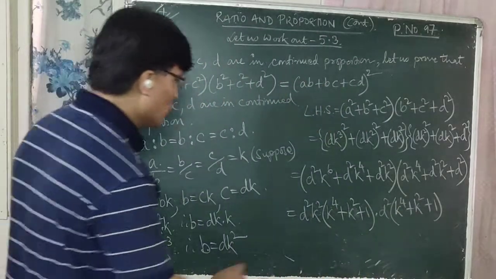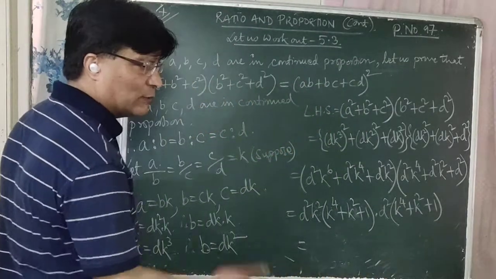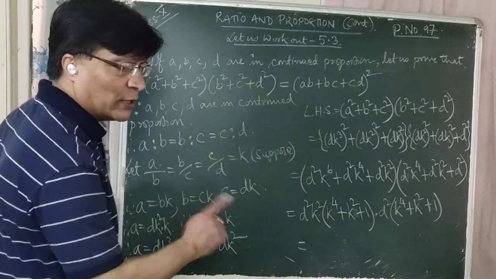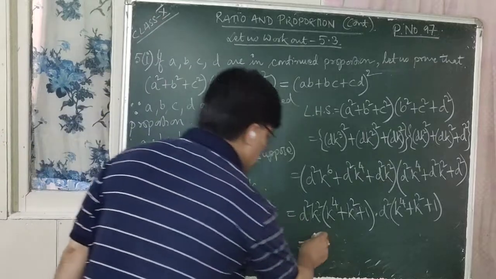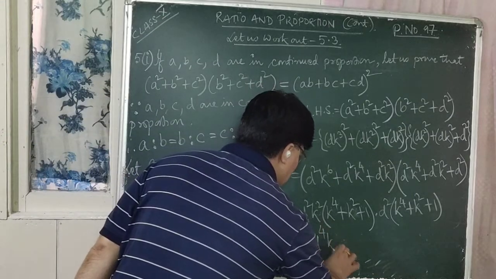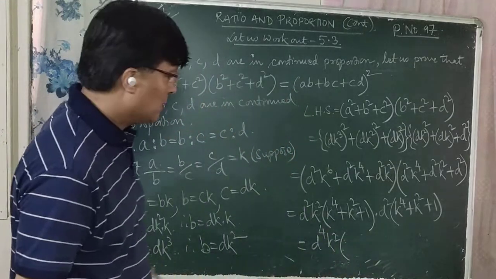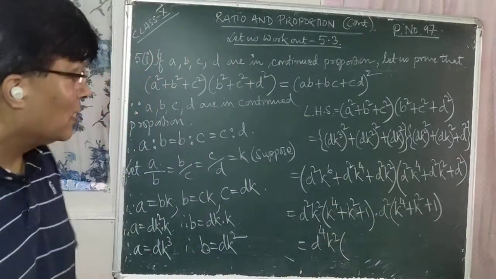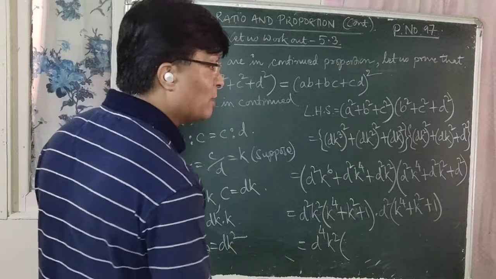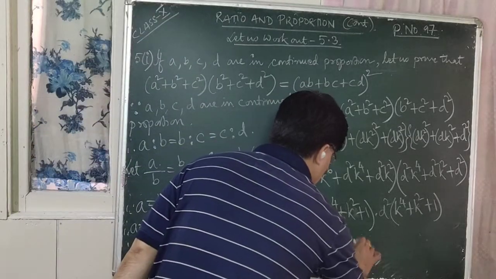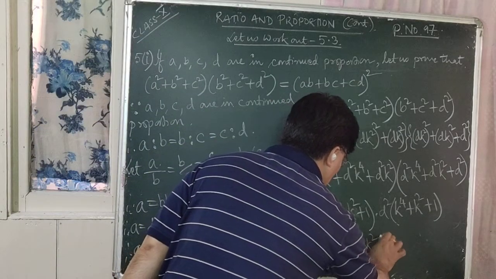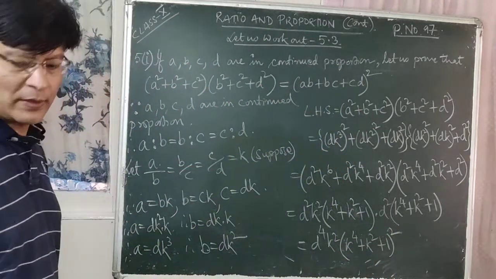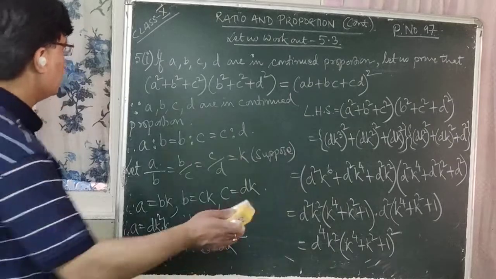Right? So which is equal to, now again you have to simplify it. What is D square into D square? If you multiply them, powers will be added. This is D to the power 4 K square, and these two factors are the same factors. If you multiply them, what do we get? It is (K to the power 4 plus K square plus 1) whole square, right? So this is your left hand side.